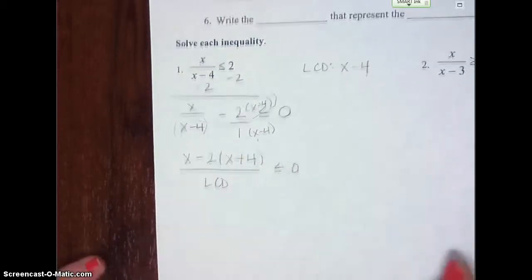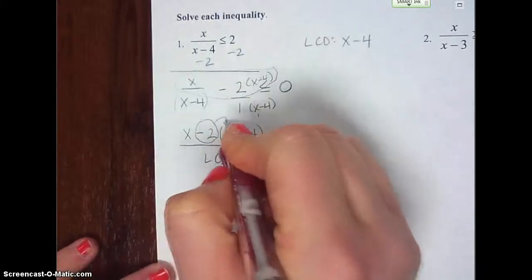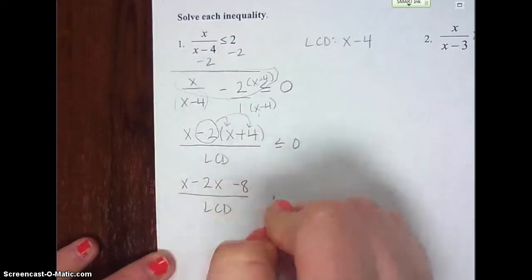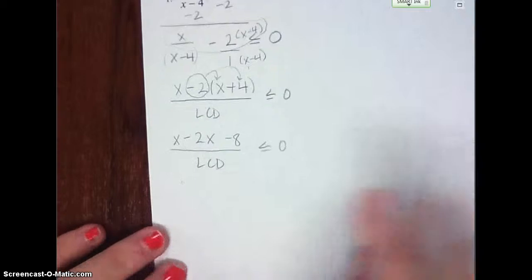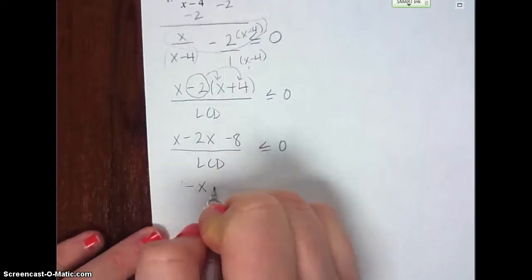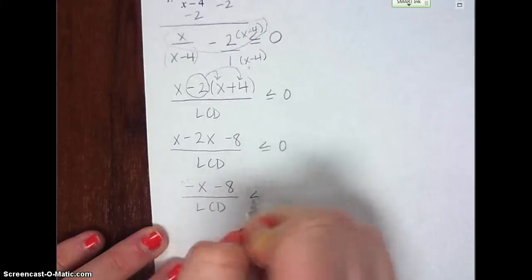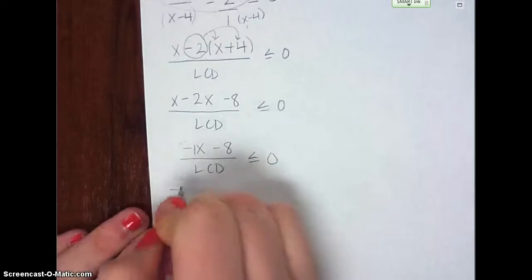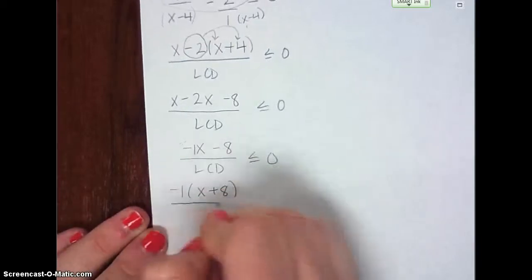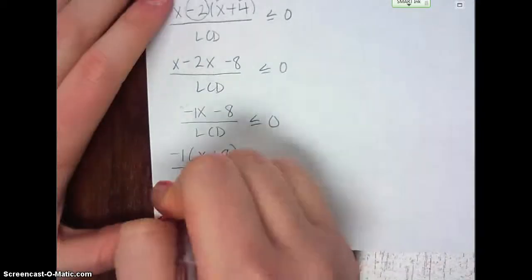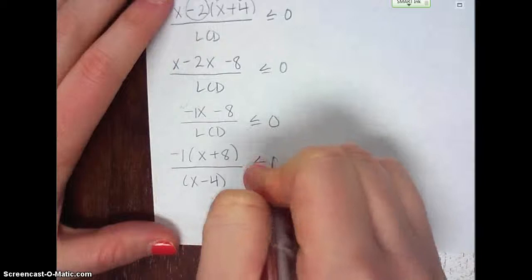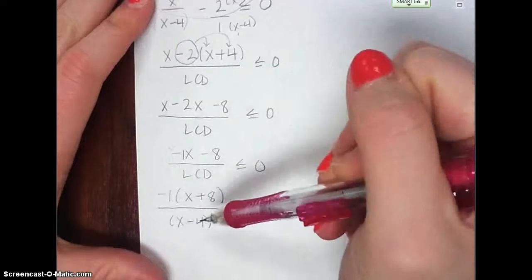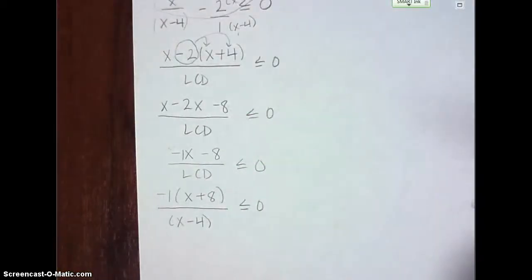So this top part we're going to simplify. We have to distribute the negative 2. x minus 2x minus 8 over the LCD. Combine like terms. So x minus 2x is negative x minus 8. And I want to take out a GCF. Now there's nothing you can take out here except this negative 1. It's going to make it easier on you if you go ahead and take that out. So when we take out negative 1, we're left with x plus 8. And now I'll put that LCD in there, x minus 4, less than or equal to 0. So step 2, you can see, is all the way from here down to here, finding the LCD and then just simplifying the top. And it's basically the same every single time.